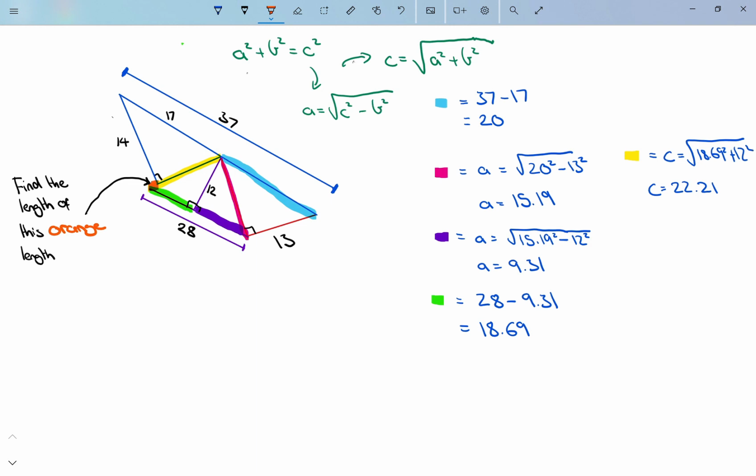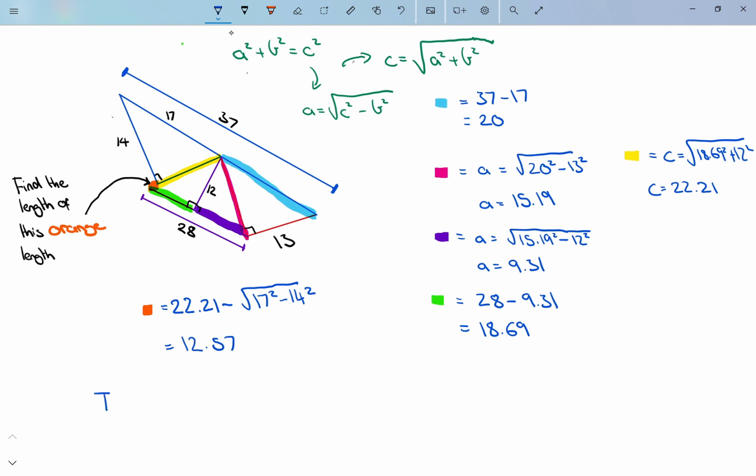Now the last thing we have to do to find that slight orange length down the bottom is subtract the value of our beginning triangle, almost that a side of our beginning triangle, from that whole yellow length. So that length equals 22.21 minus the square root of 17 squared minus 14 squared. Okay, put that into a string in your calculator and you'll get that orange length equals 12.57. Okay, and that's it.